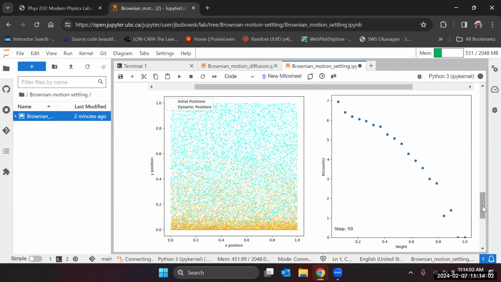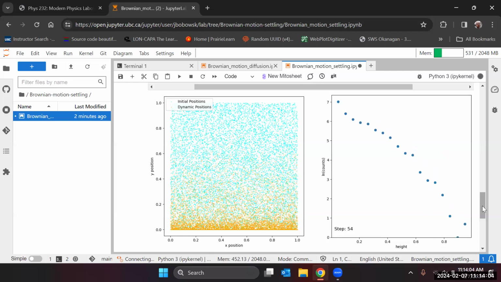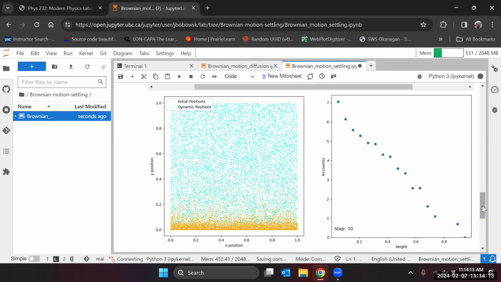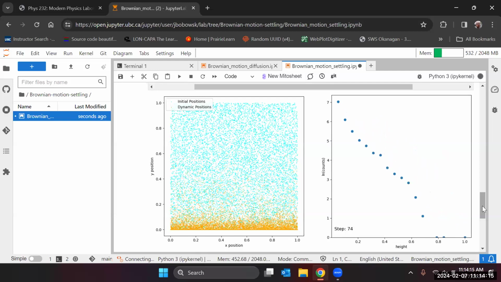And what we're going to find is that this is eventually going to be a linear plot. It's already looking pretty linear. And because it's the ln of the number of counts, what this tells us is that the density of particles is evolving exponentially. So there's exponentially more particles near the bottom than there are on the top. And so we get this kind of linear thing. And that's it. This one stops after 100 steps.